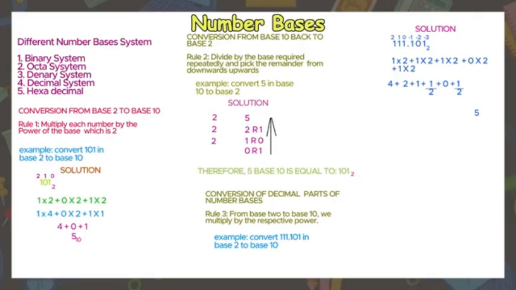Rule number 2, conversion from base 10 to base 2. Here, we divide by the required base number. For example, we want to convert 5 in base 10 back to base 2. Example: convert 5 base 10 to base 2.